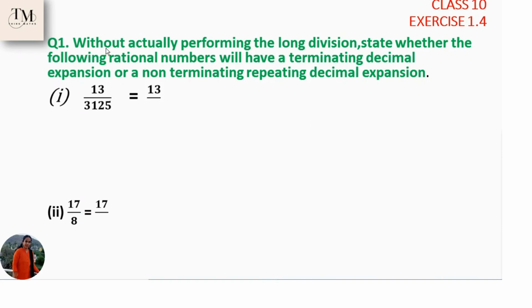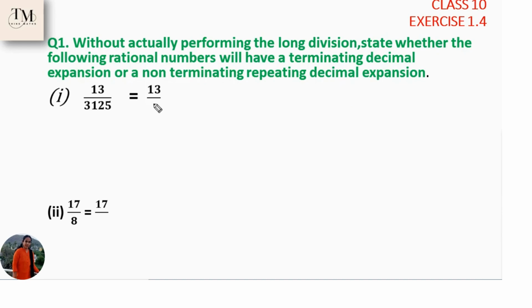Question 1 says that without actually performing the long division, state whether the following rational numbers will have a terminating decimal expansion or a non-terminating repeating decimal expansion. Here we should not divide, that is, check whether 13 is divisible by 3125. Usually we would divide, get a quotient, and then check whether the decimal expansion terminates or not. Now this is not the case. Now we have to check the denominator.